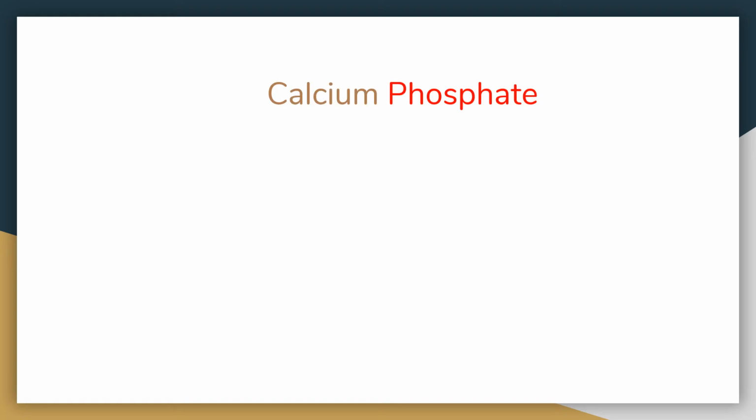So we have calcium phosphate. Calcium is the name of our metal, and phosphate is our type of polyatomic ion. Polyatomic ions do have specific charges, so that is once again something you do have to know. Calcium has a positive 2 charge, while phosphate has a 3 negative charge.